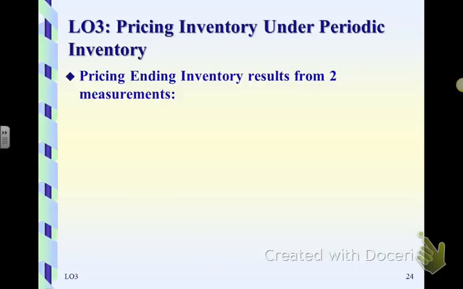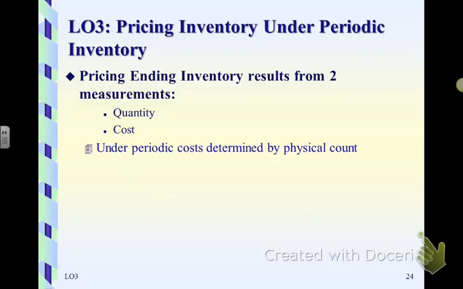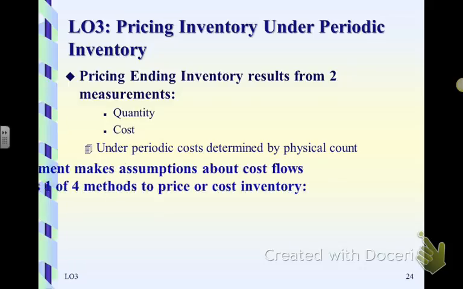So, please open your textbook up to page 299. So, we're going to talk about pricing ending inventory results from 2 measurements. Basically, we're going to look at it both in terms of the quantity and the cost. The quantity of the goods, like we talked about 10 tables, and we're going to talk about the price of those 10 tables. And we're going to look at it under periodic cost. Periodic system is going to be determined based on a physical count, like we talked about in Chapter 5.